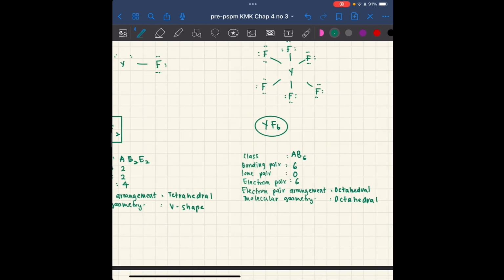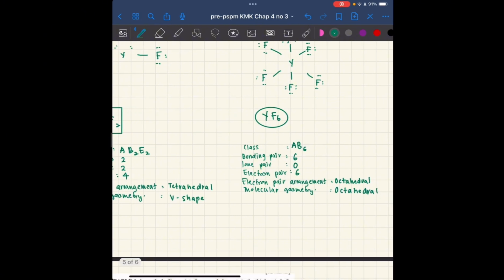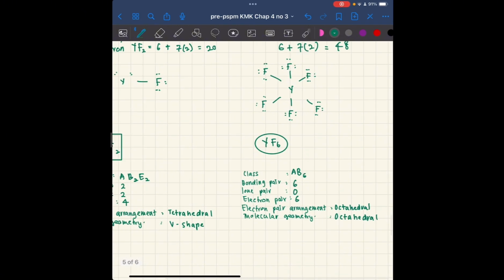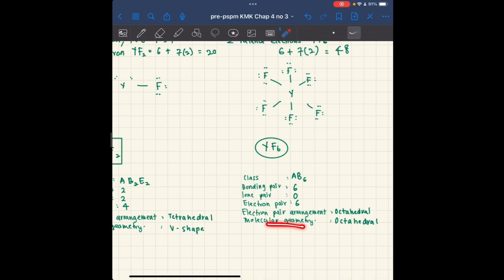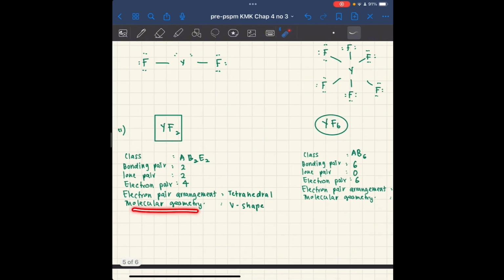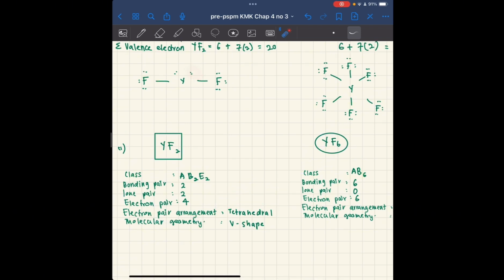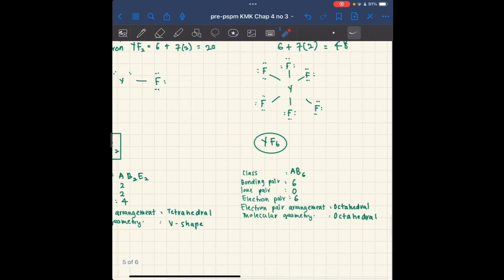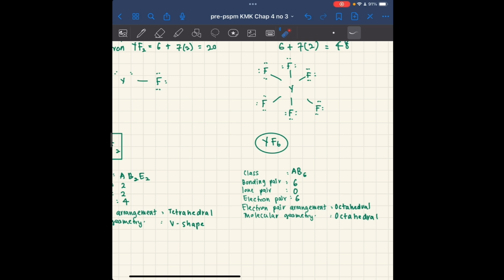To make it easier for you to memorize the electron pair arrangement and the molecular geometry, how do we know if the molecular geometry is different from the electron pair arrangement? For YF6, the molecular geometry and the electron pair arrangement are the same, which is octahedron. As for YF2, the molecular geometry and the electron pair arrangement are not the same. If it has any lone pair, the molecular geometry will be different from its electron pair arrangement. YF6 doesn't have any lone pair, so the electron pair arrangement and the molecular geometry are the same.